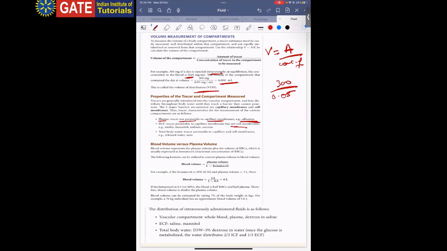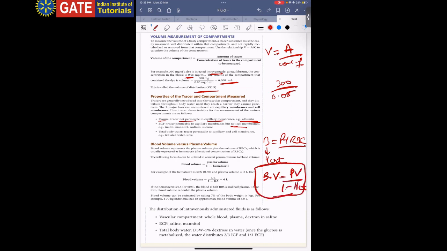So what is blood volume? Blood volume is the volume of the plasma. So blood is equal to plasma plus the cells in it, like the RBCs. And this blood volume is expressed in the form of hematocrit. To calculate the blood volume: blood volume is equal to plasma volume divided by 1 minus hematocrit.